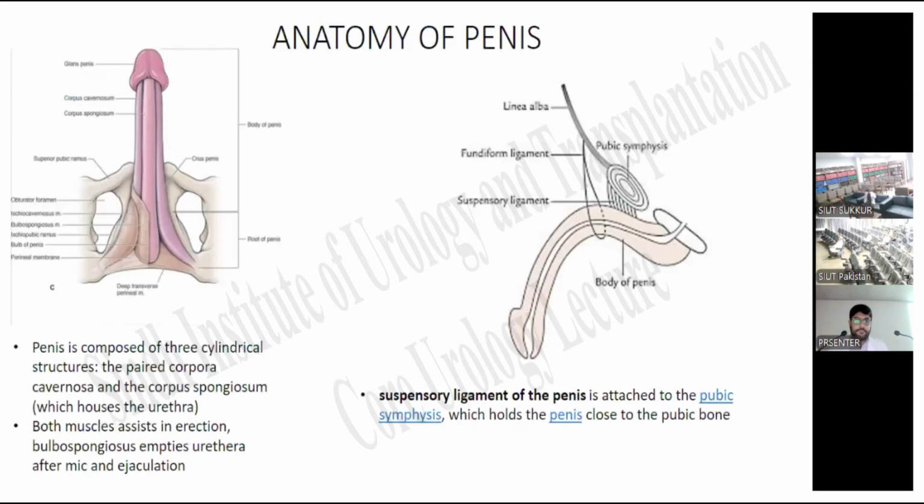Anatomy of the penis. The penis is composed of three cylindrical structures, the paired corpora cavernosa and the corpus spongiosum, which houses the urethra. Both muscles assist in erection. Bulbospongiosus empties the urethra after ejaculation. The suspensory ligament of the penis is attached to the pubic symphysis, which holds the penis close to the pubic bone.